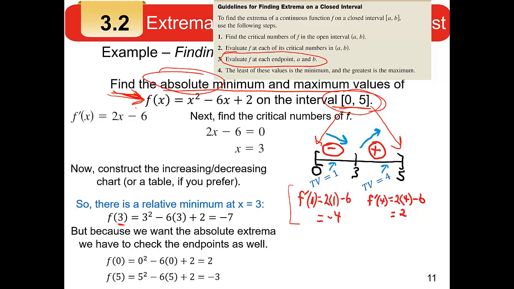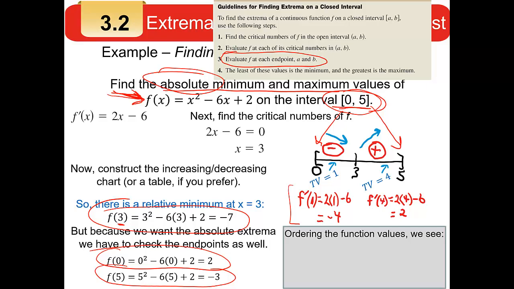So what you want to do is take all three of these and put them in order of their y values, smallest to largest. So if you do that, you'll see that at 3, the negative 7 is the smallest of all the y values. At 5, you get the next smallest, which is minus 3. And so the biggest is the one at 0. So I put them in increasing order of y values.